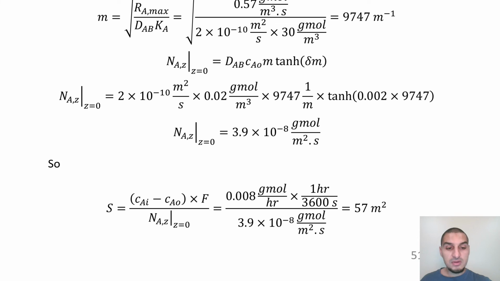It can be divided on 10 biofilms, on 20, on 100, whatever the areas or unit areas that you have, but the sum of all the areas should be 57 meters square. So this is all that we need to do regarding this problem.